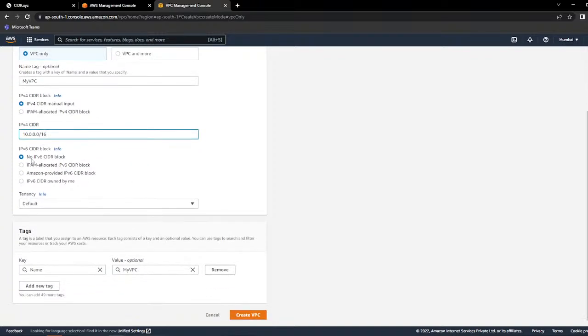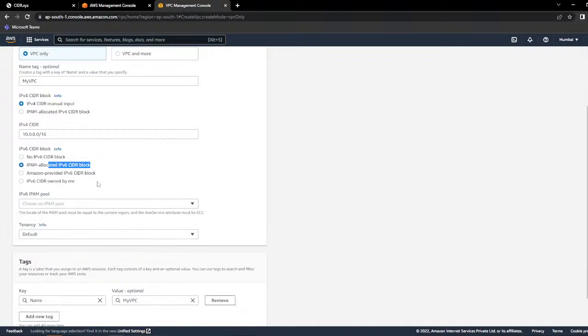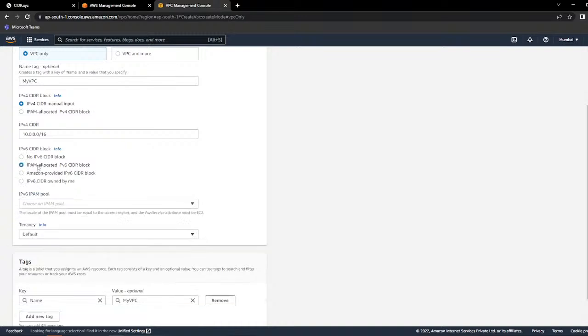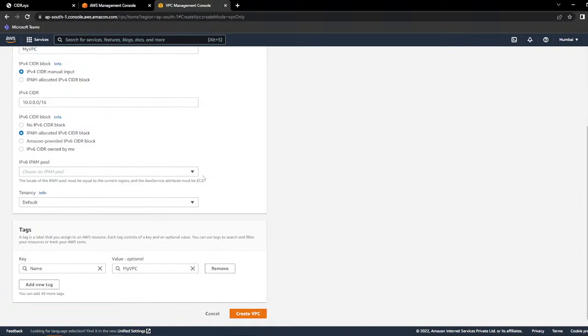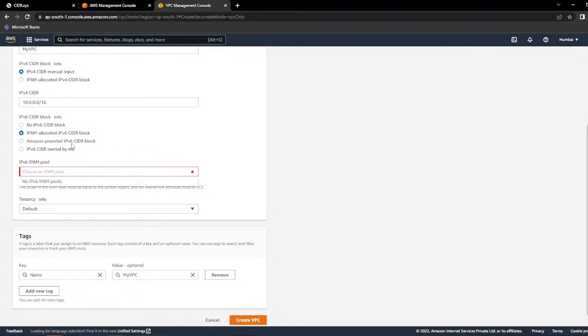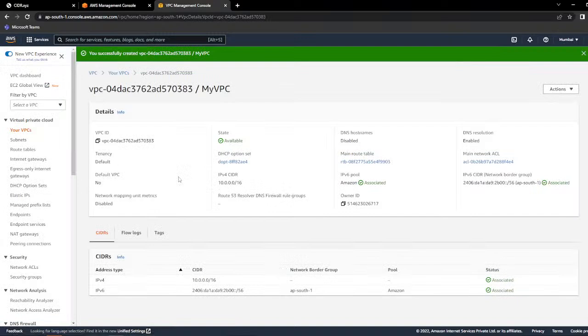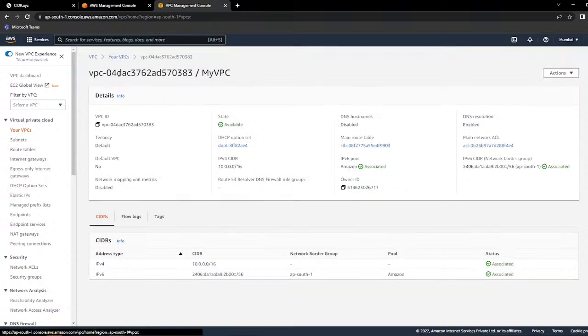Now, do you want to enable IPv6? It's up to you. If you want, Amazon can allocate you the IPv6. And if you have your own IPv6 range, you can configure that here. But I don't have any IP pool available right now, so that's why I'm going to use the default one. Default tenancy, Amazon provided IPv6, and just create. Now you can see my VPC is created.